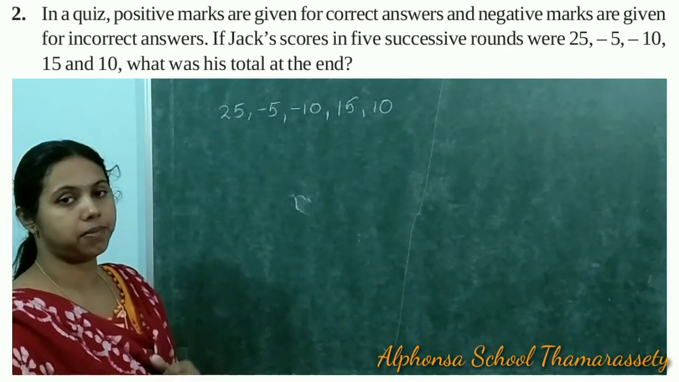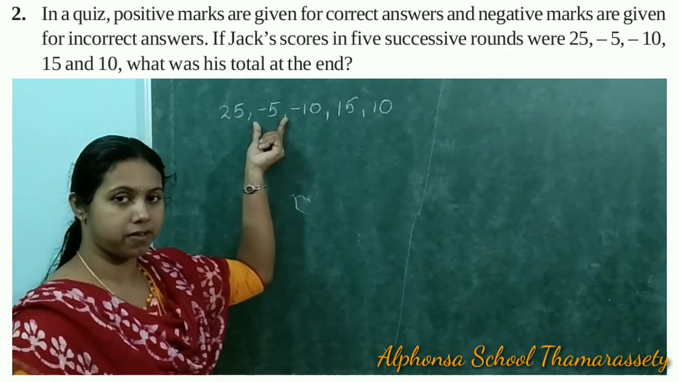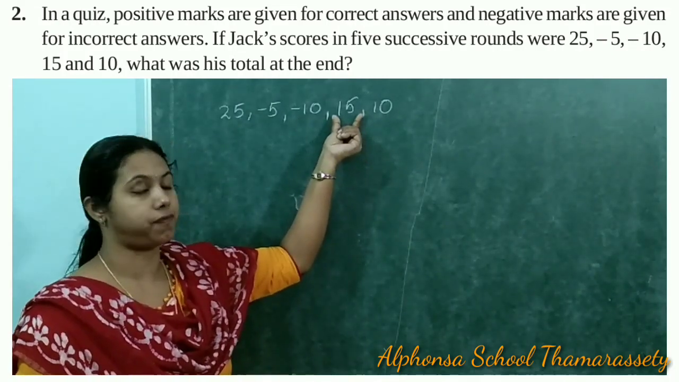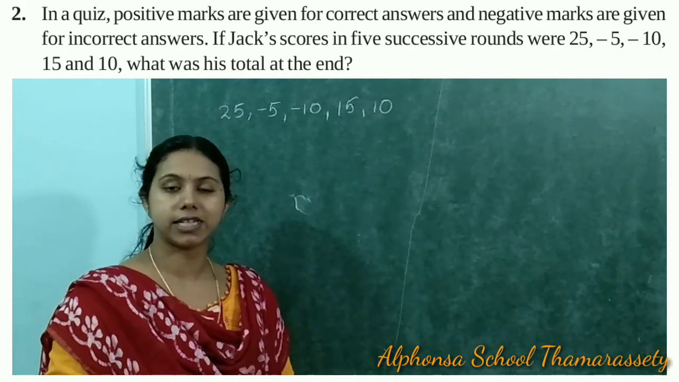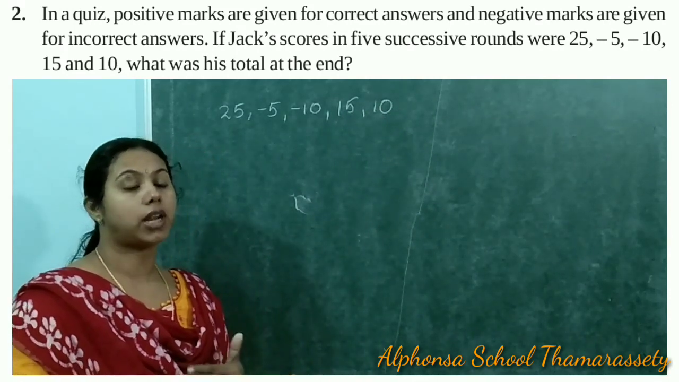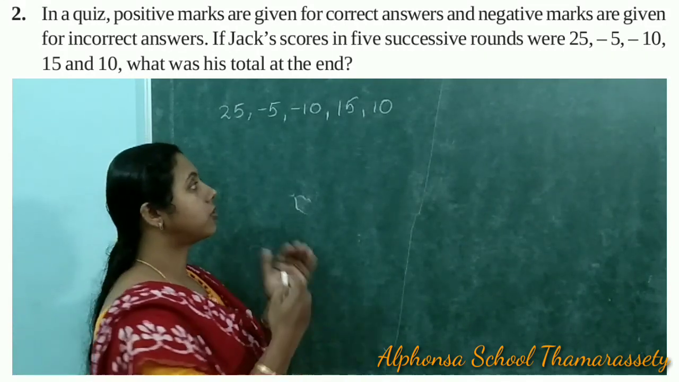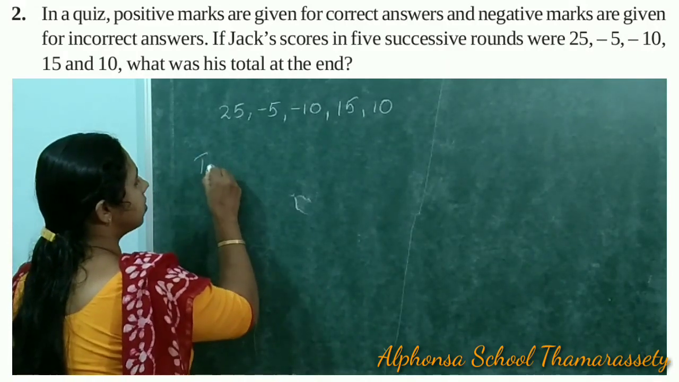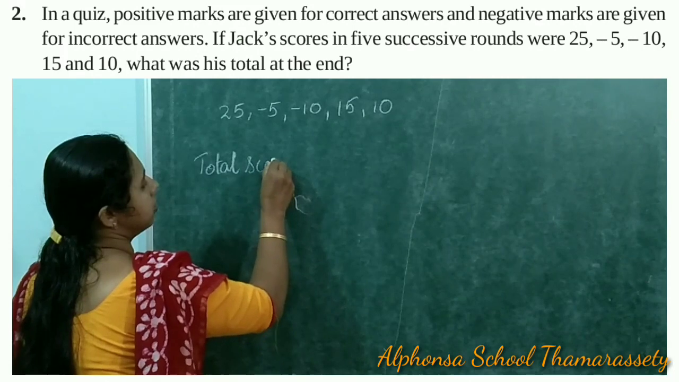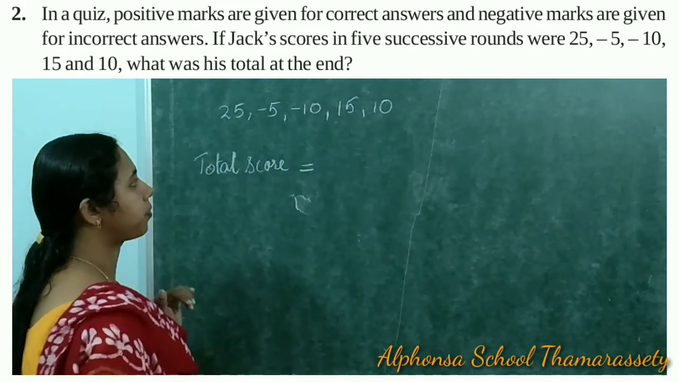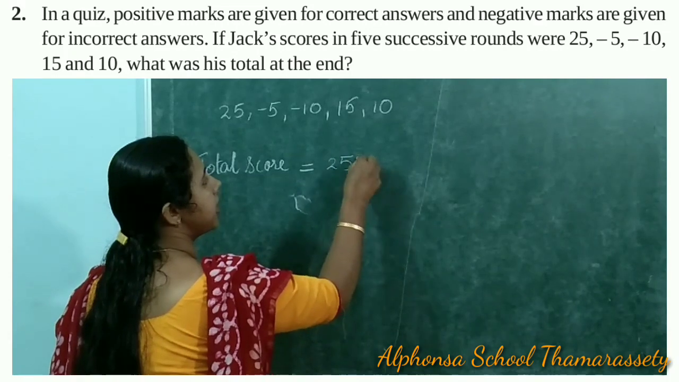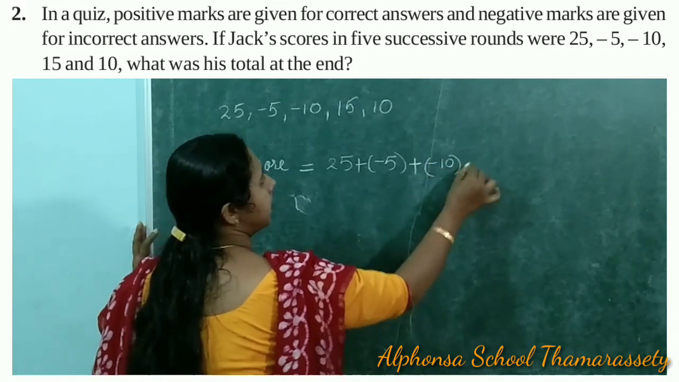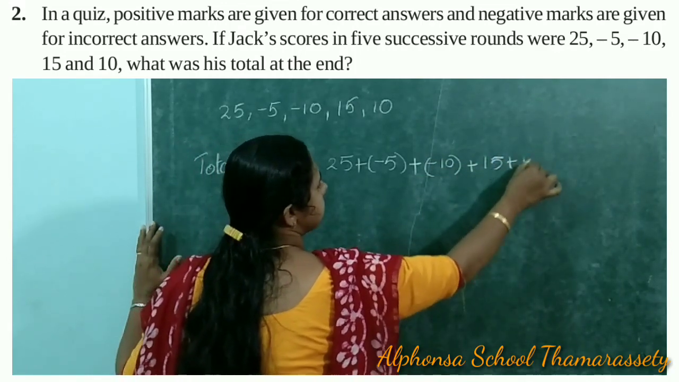First round he got 25 marks. Second round he got minus 5. Third round he got minus 10, and fourth round he got positive 15, and last round he got positive 10. So we want to find the total score of Jack. To get the total score, we want to add all of these. So total score of Jack is equal to 25 plus minus 5 plus minus 10 plus 15 plus 10.